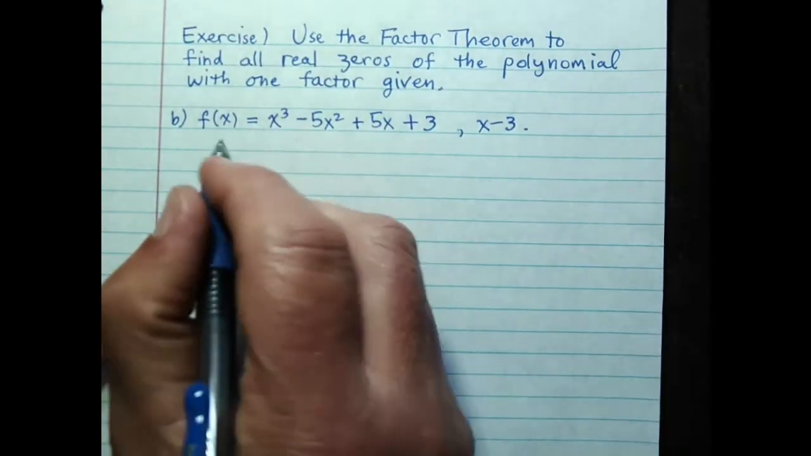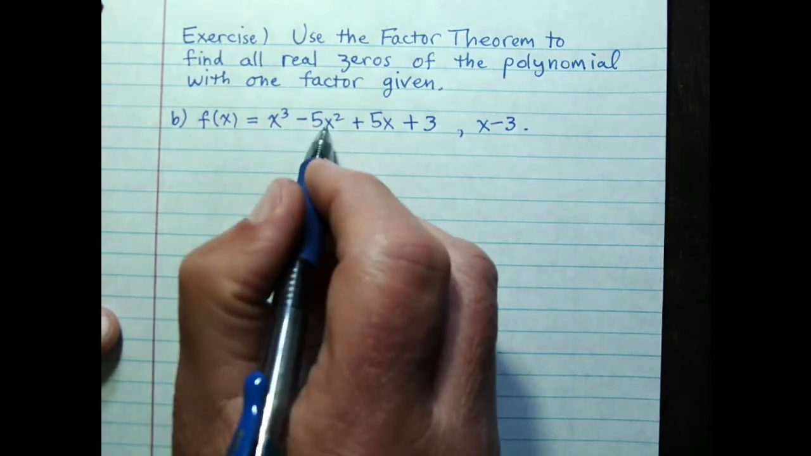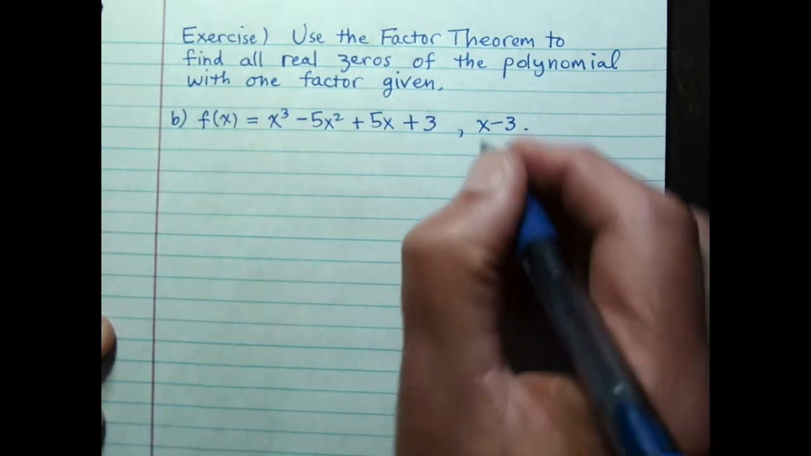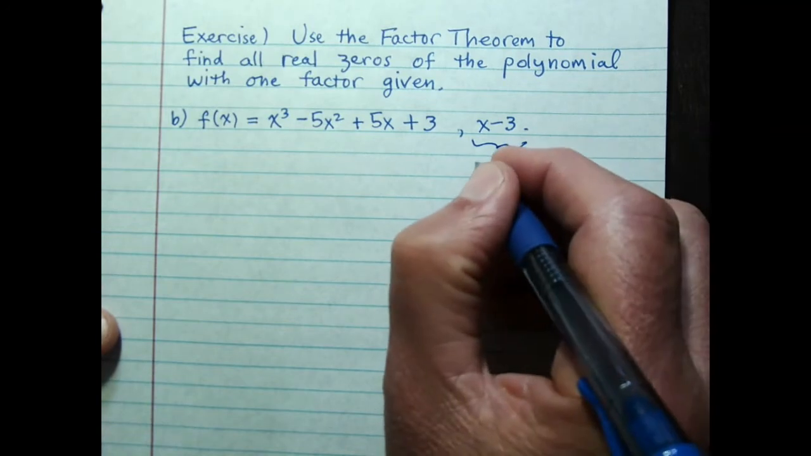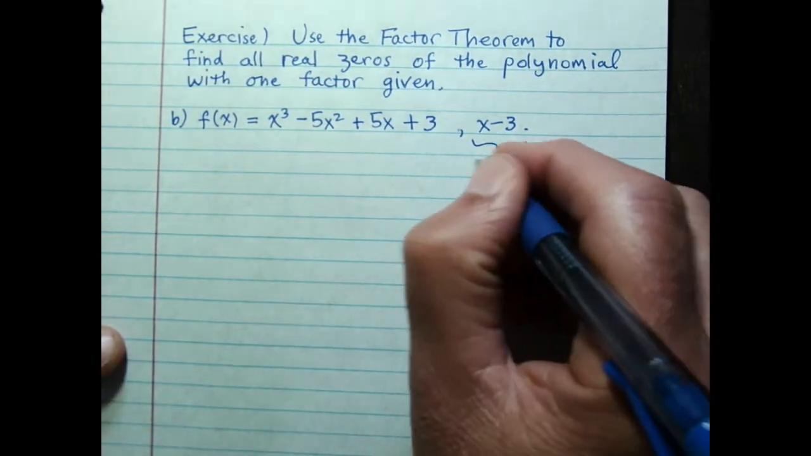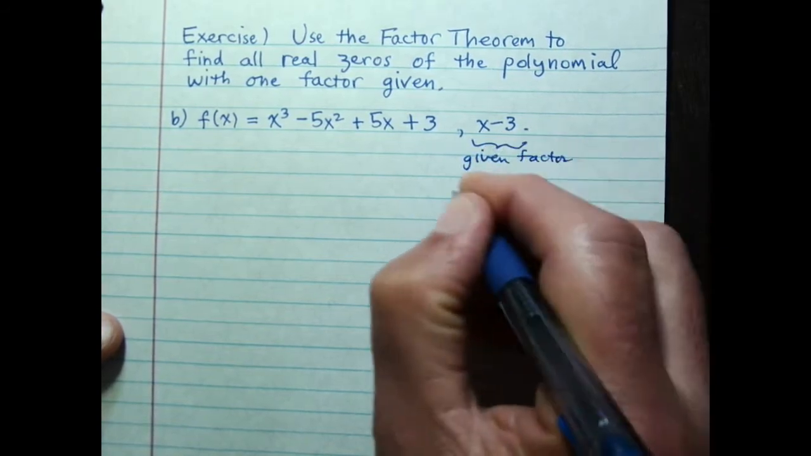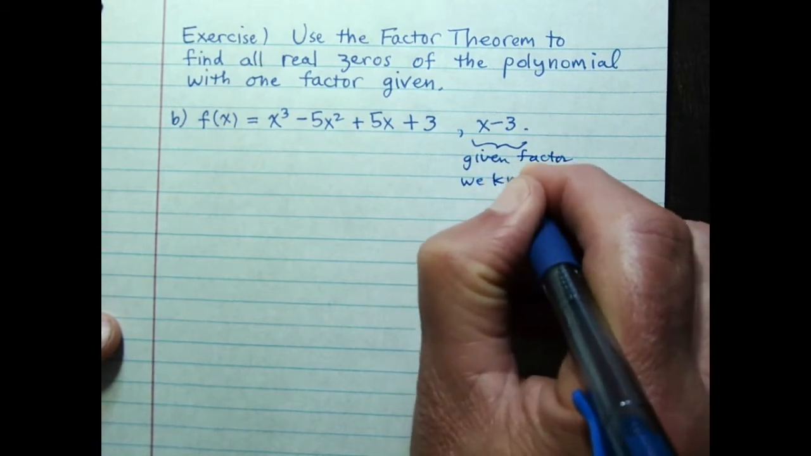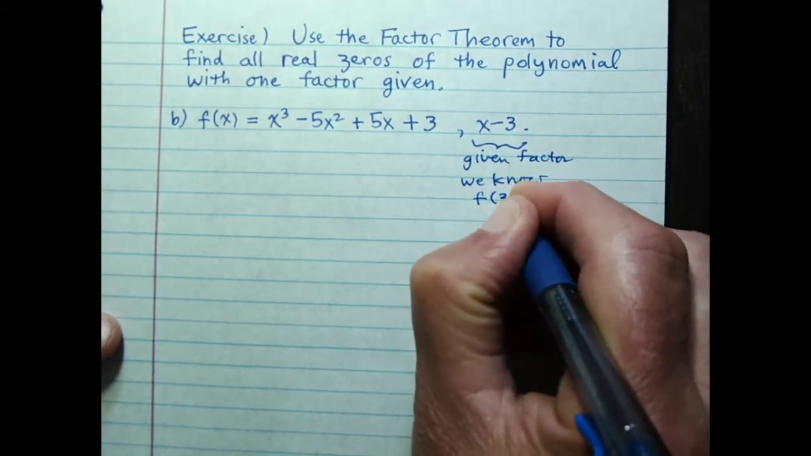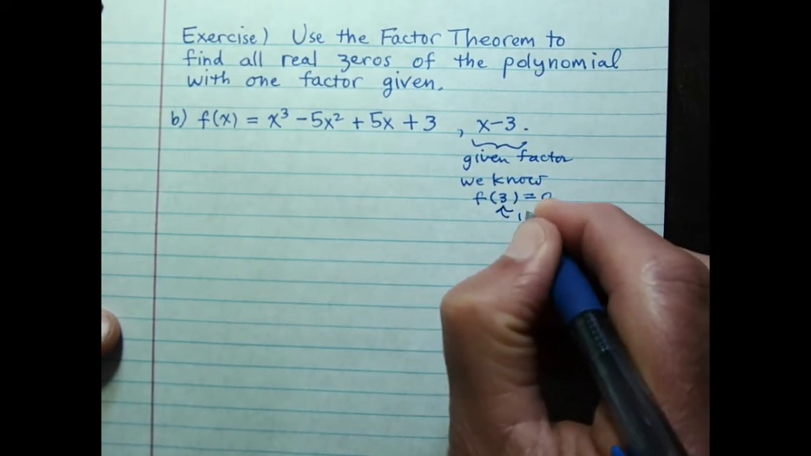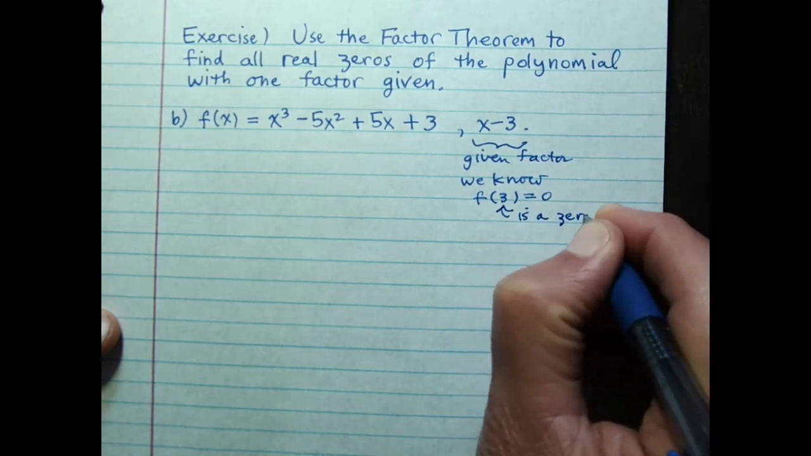And here, the polynomial I'm working with is x cubed minus 5x squared plus 5x plus 3. So it looks very similar to what we just did. We're given the factor x minus 3. So we know that if this is a given factor, then by the factor theorem, f of positive 3 is 0. So we would say 3 is a 0 of the polynomial.